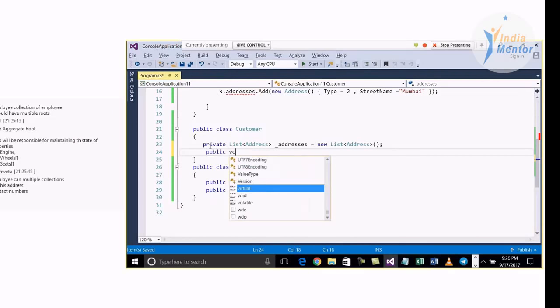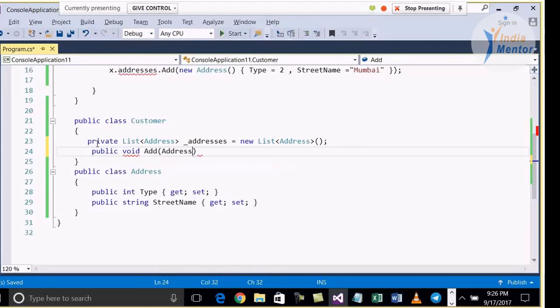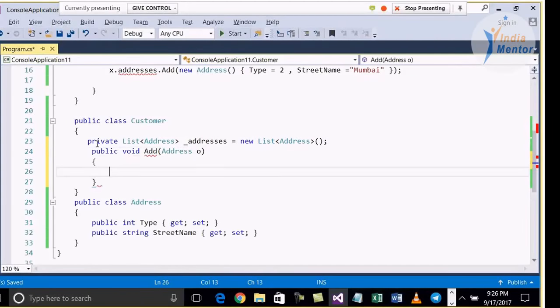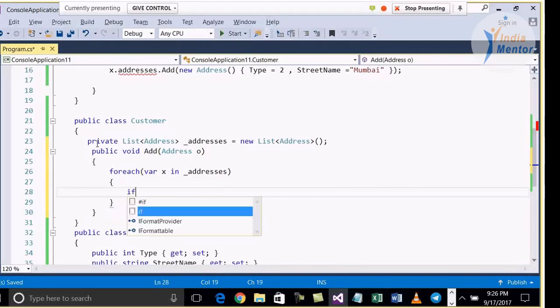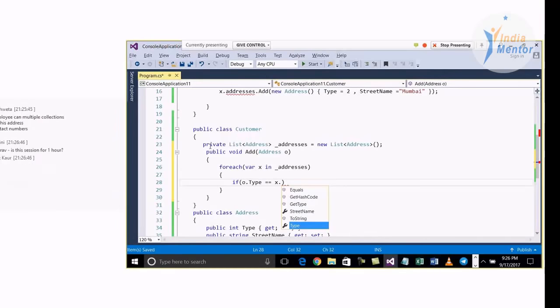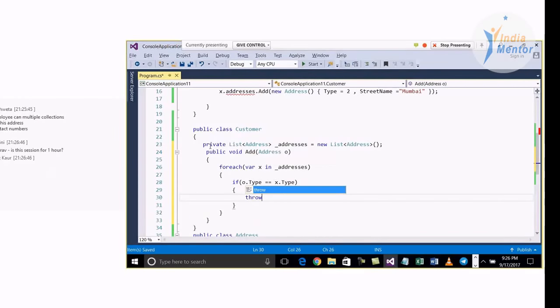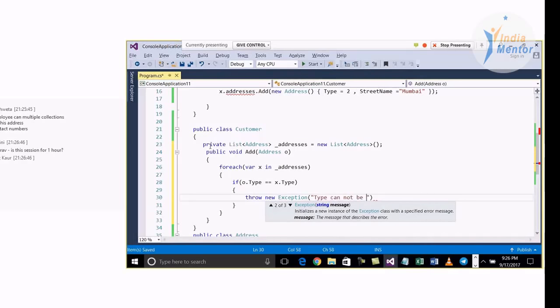I'll say void AddAddress. Right? In this, you will write a for loop, and before adding to the collection, you will check. So you will say, where x in _addresses, if this type has been added already into the collection, then do not try to add it and throw an exception saying type cannot be duplicate.